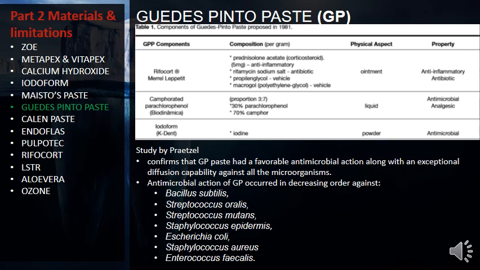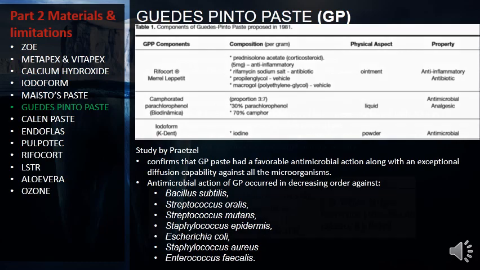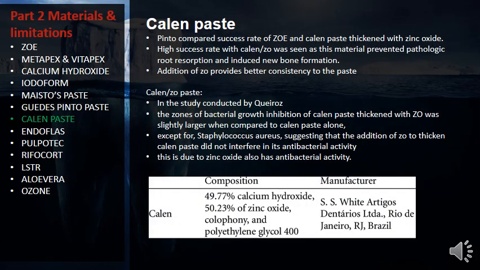Studied by Pretz et al. Confirmed that GP paste, Guedes-Pinto paste, had a favorable antibacterial action along with exceptional diffusion capability against all the microorganisms like Bacillus subtilis, Streptococcus aureus, Streptococcus mutans, Staphylococcus epidermidis, Staphylococcus aureus, Enterococcus faecalis, Escherichia coli.